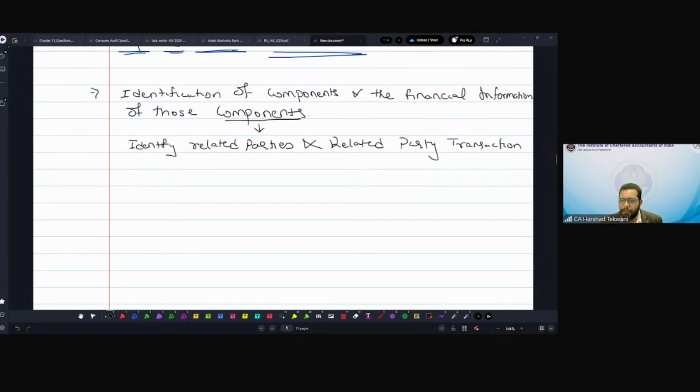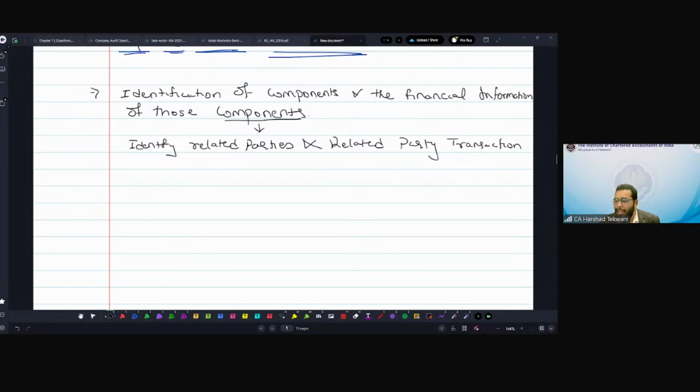Okay, why are we doing this? Why are we identifying related party transactions? Anyone? Quickly? Because they pose greater risk. Yes. Anything else? Okay, greater risk is one area. Anything else other than the greater risk area? No?